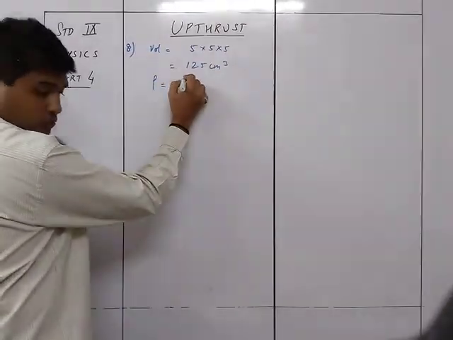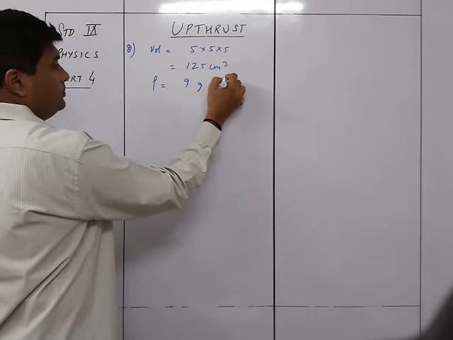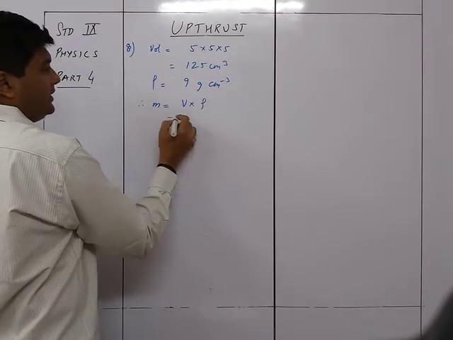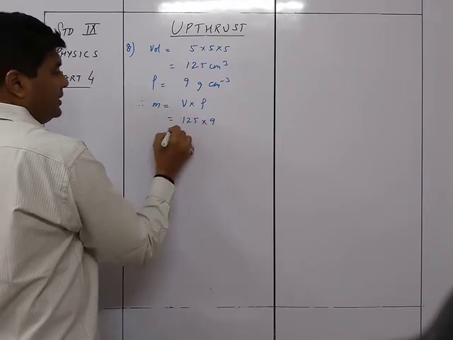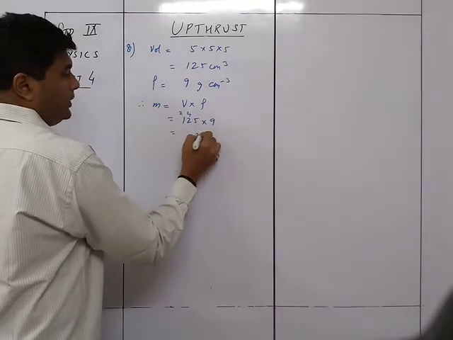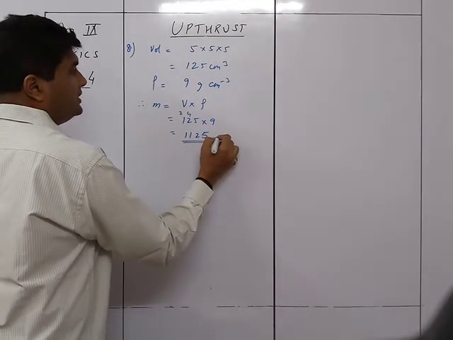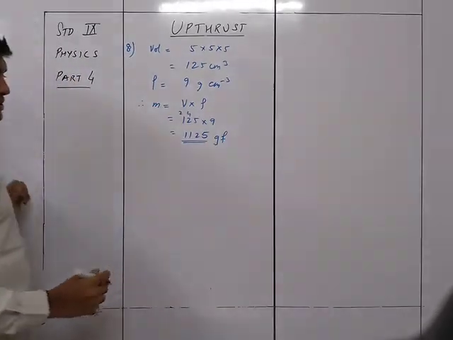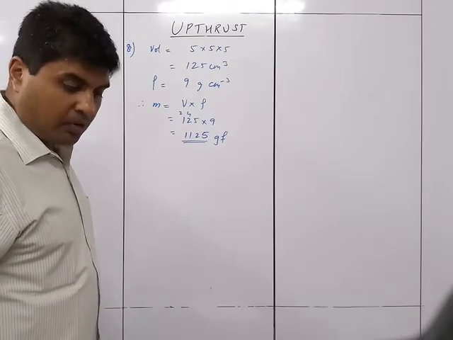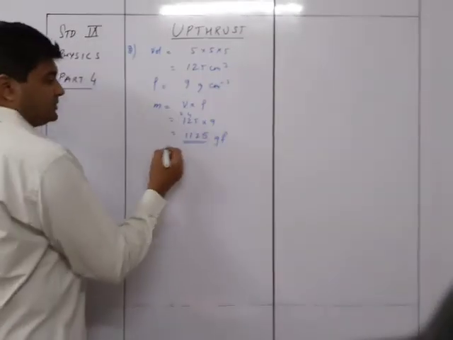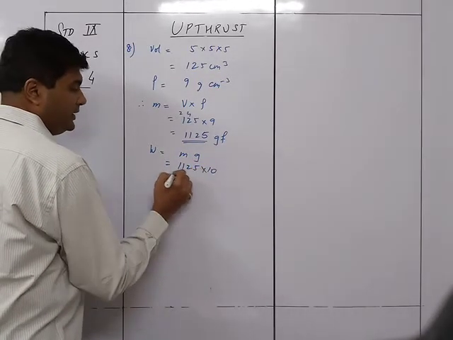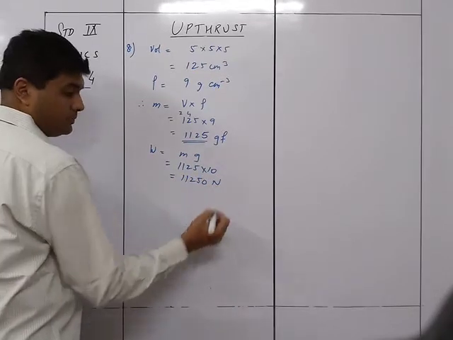Density rho is equal to 9 gram per centimeter cube. Therefore mass is equal to volume into density, which is 125 into 9. So 1125 GF will be the mass of the body. G is given, so we'll have to take weight as equal to M into G, which is 1125 into 10, that is 11250 Newton.